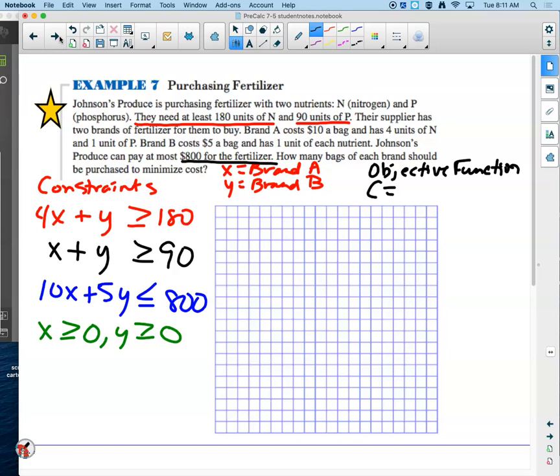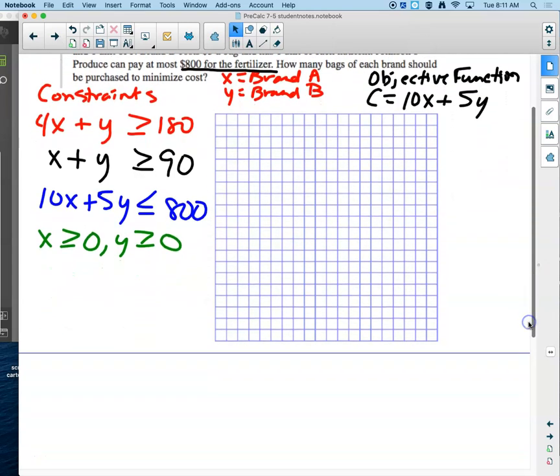And remember, this one's an equation. And we know brand A was 10 bucks a bag, and brand B was $5 a bag. So once we can get everything graphed, then we can go back to that objective function and tell them what's going to minimize the costs. But to graph it, we need to have an idea of what kind of numbers we're looking at.